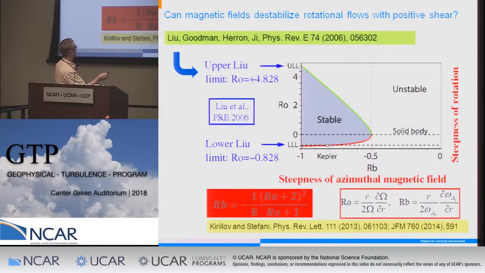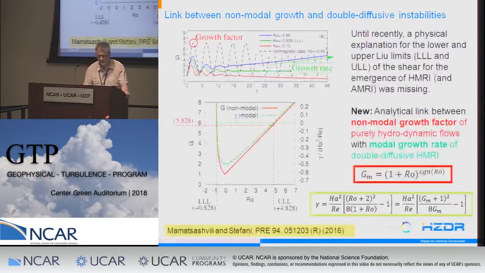And together with Oleg Kirillov, we were able to show that these two limits, the positive one, the upper Liu limit, and the lower Liu limit, are really connected by one analytical formula if you allow to have also some current in the fluid, not only a current in the middle, but also in the fluid. And Oleg Kirillov was able to find such an analytical formula which connects the lower Liu limit with the upper Liu limit.